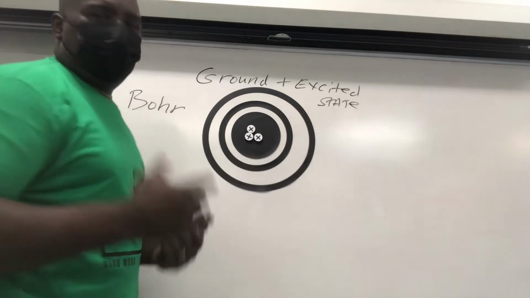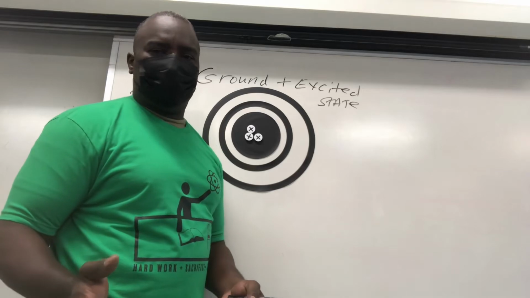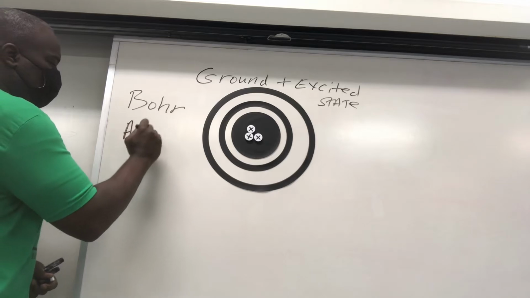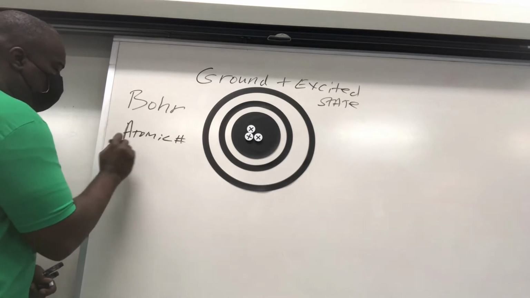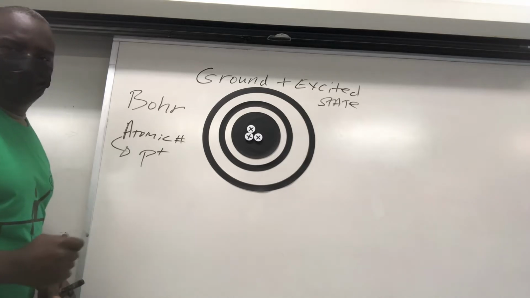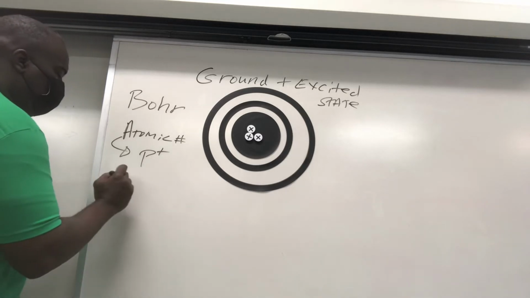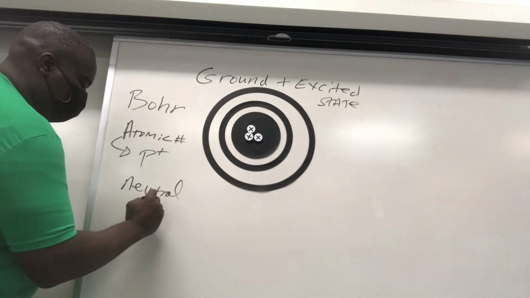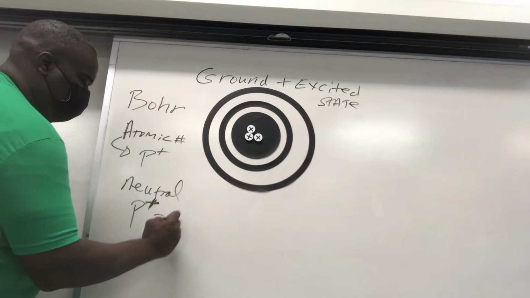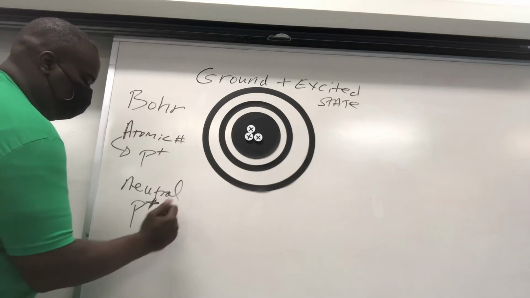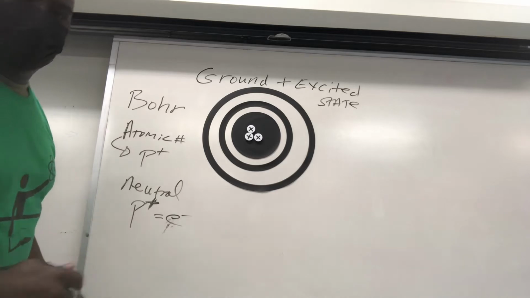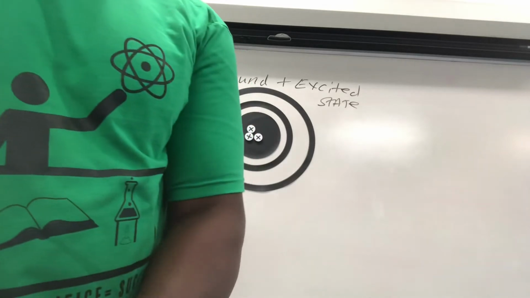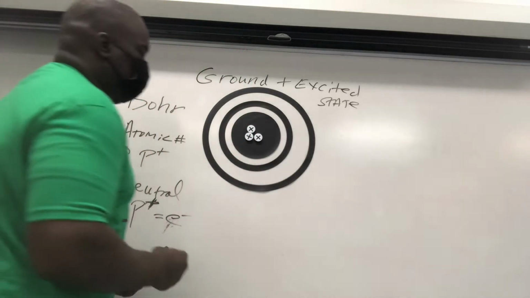Now if lithium's neutral, what's gonna happen? Let's recap again: atomic number is the same as the number of protons. Atomic number tells you the protons. Now, if you're neutral, your number of protons will equal the number of electrons. So protons are equal to the electrons when you're neutral. So we need 3 electrons.